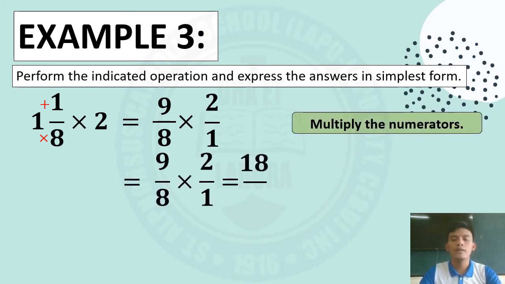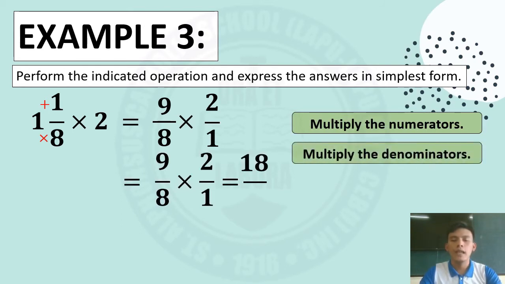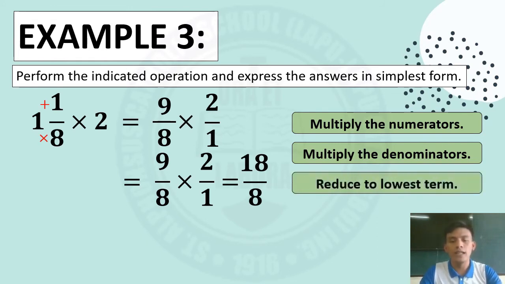9 times 2 is 18. 8 times 1. Second step, multiply denominators, and that is 8. 18/8. Can we still reduce 18/8? Yes, we can still reduce 18/8 to lowest term.